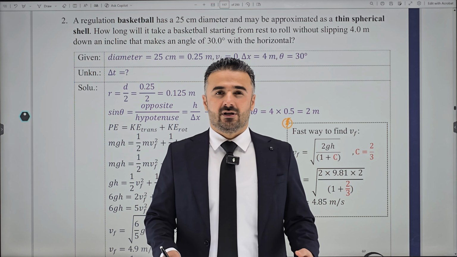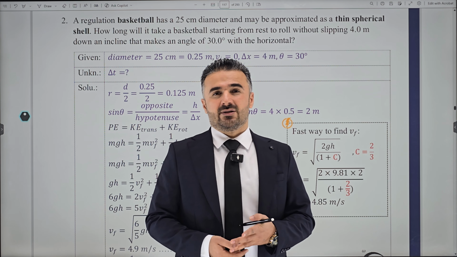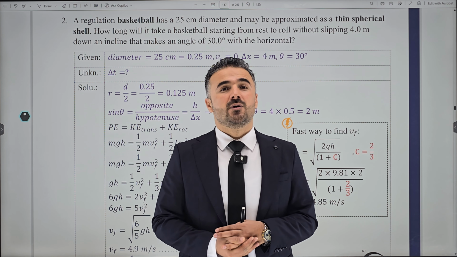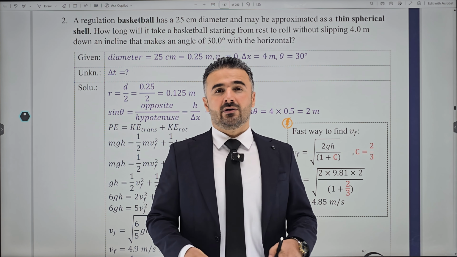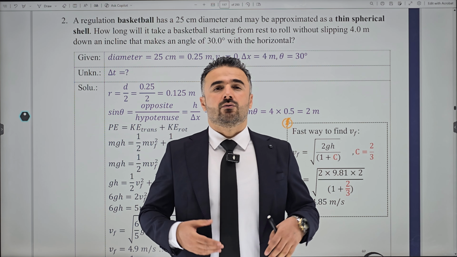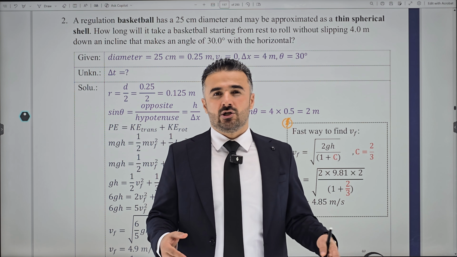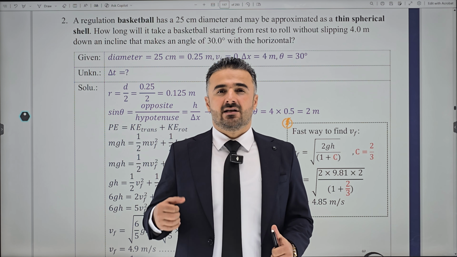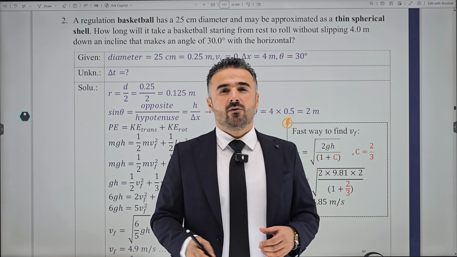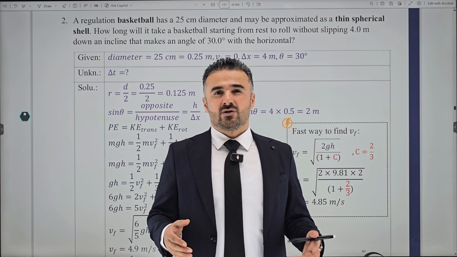Prior to that, we said mechanical energy was equal to kinetic energy plus potential energy, that is for translational motion. But this year, because we're dealing with rotational motion, we have another type of energy, and that is kinetic energy of rotation. So now mechanical energy is kinetic energy of translation, kinetic energy of rotation, and also potential energy as well.